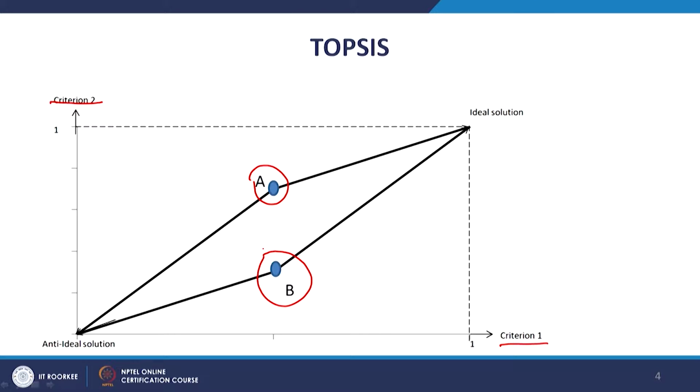Now, to find out which of these two alternatives is the best one, we have to compute the distance of each alternative from the ideal solution as well as the anti ideal solution. You see this is the point alternative A, and we have to see its distance from the ideal solution, and then similarly for this one. Similarly, we have to see the distance of these two alternatives from the anti ideal solution.